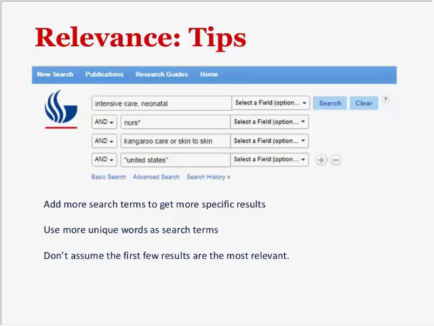And the other thing is, whether in a database or in Google, do not assume that the first few results you get are the most relevant. They are algorithms that try to feed you the most relevant articles, but that's not always what happens. So please go beyond the first page of results.